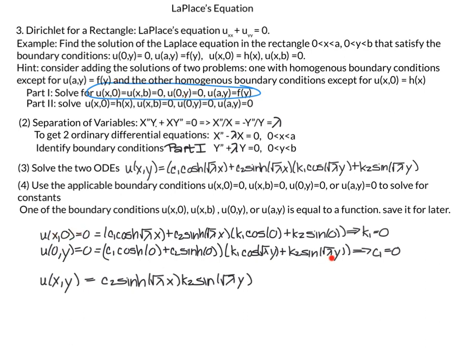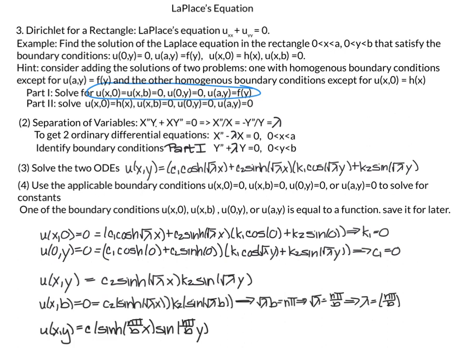But here I plugged in my boundary conditions. I found that k1 is equal to 0, c1 is equal to 0. So my new u(x, y) is equal to c2 sinh(√λ x) k2 sin(√λ y). As you can see, I have one more boundary condition right here that equals 0. So I'm going to use that as well: u(x, b) = 0. When I solve this, I see that in order for sine to give me 0, I need √λ b equal to nπ.